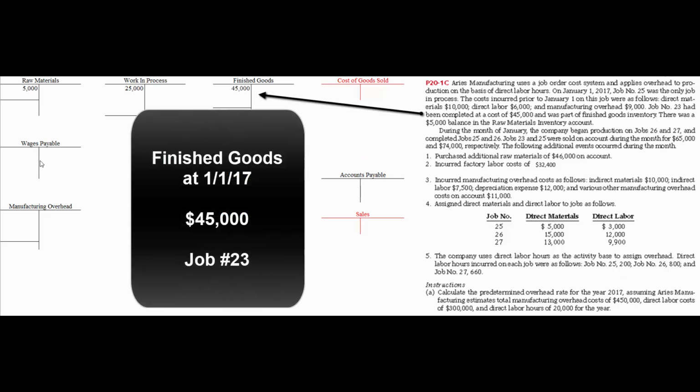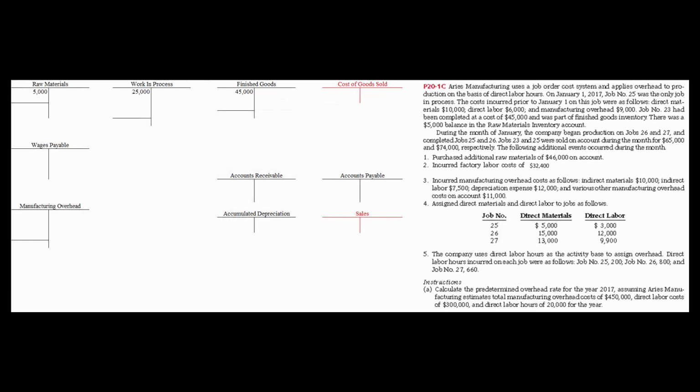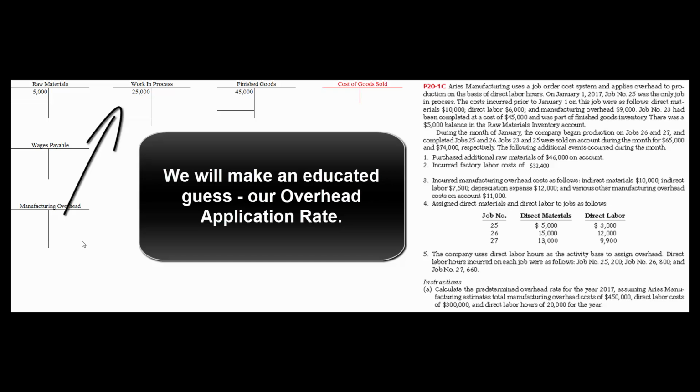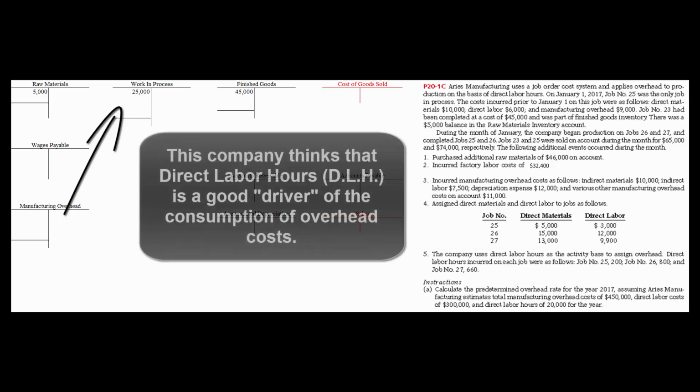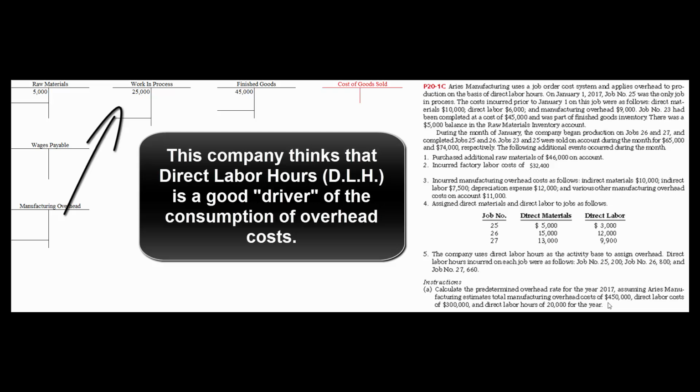Great, so now our T accounts are all set up to trace the costs that are incurred during the month of January. At the risk of repeating myself, direct materials are easily traced because we just checked with Ralph. Direct labor is easily traced because we can look at time cards. The challenge is manufacturing overhead, the indirect cost. We'll have to use a guess. And this company is going to use direct labor hours as its driver. It thinks that there is a direct connection between direct labor hours used and manufacturing overhead consumed.